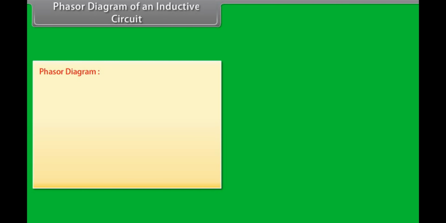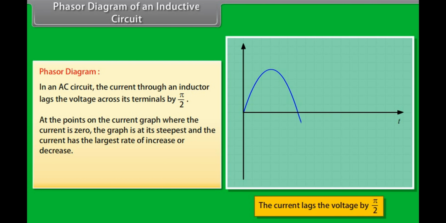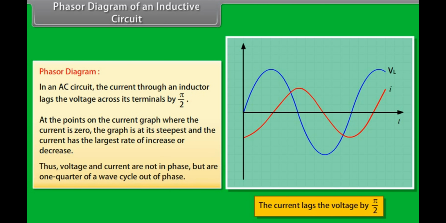Phasor diagram. In an AC circuit, the current through an inductor lags the voltage across its terminals by π/2. At the points on the current graph where the current is 0, the graph is at its steepest and the current has the largest rate of increase or decrease. Thus, voltage and current are not in phase, but are 1/4 of a wave cycle out of phase.